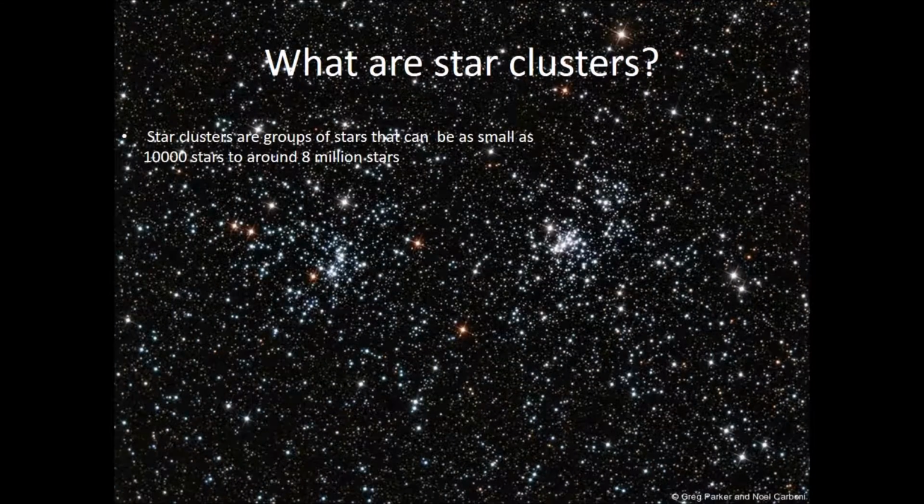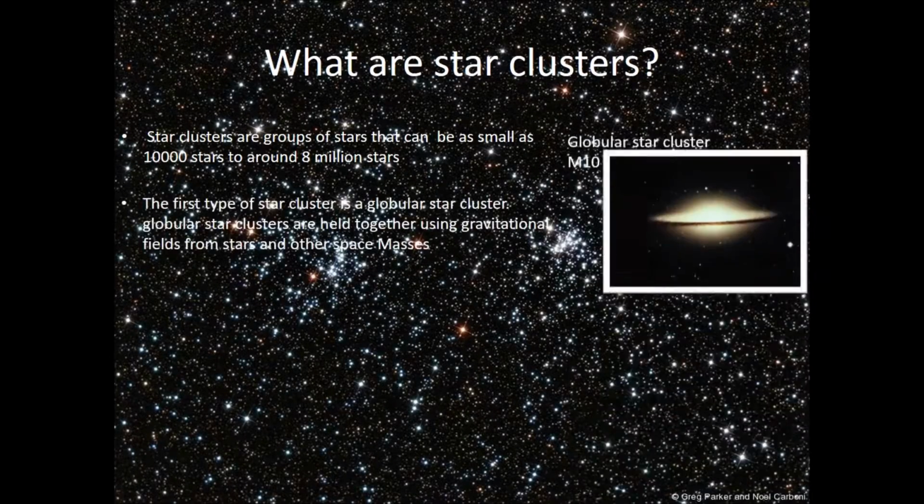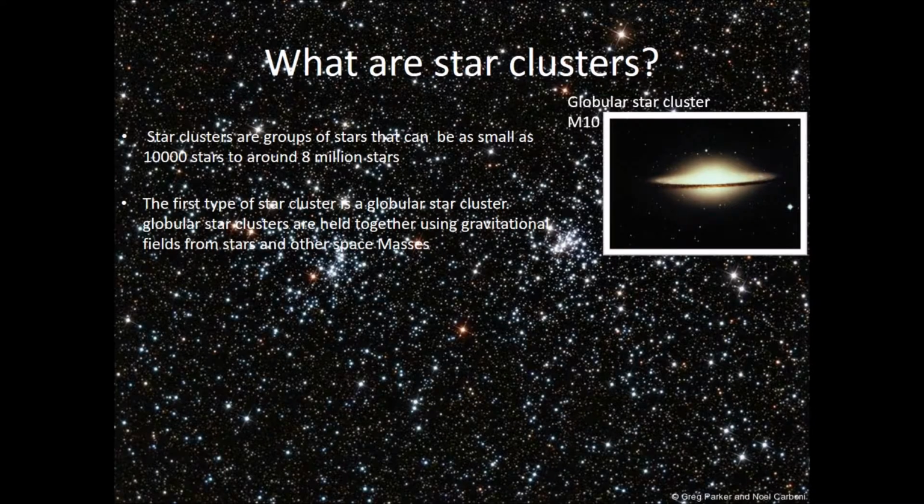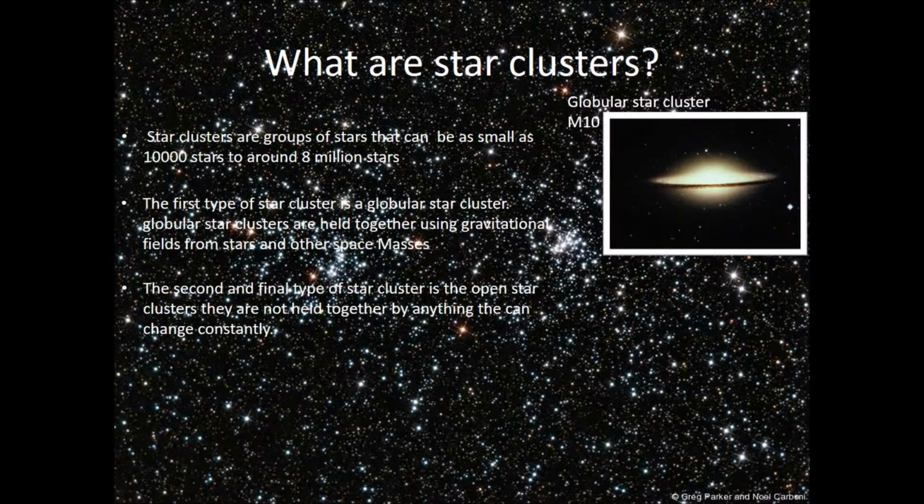Star clusters are groups of stars that can range from 10,000 stars to all the way around 8 million stars, and sometimes even larger in rare occasions. The first type of star cluster is a globular star cluster. Globular star clusters are held together using gravitational fields from stars, galaxies, and, in some cases, even other star clusters.